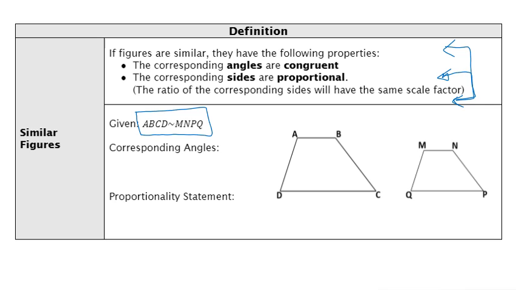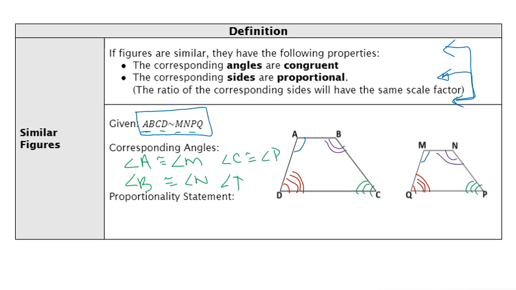When we look at how that's written, very similar to congruent triangles from Math 1, the order matters. So this is saying A pairs with M, B pairs with N, C pairs with P, again that's the third letter, and finally, D pairs with Q. When we write this out, you might have to list your congruent pieces. So angle A is congruent to angle M, angle B is congruent to angle N, angle C is congruent to angle P, and angle D is congruent to angle Q.